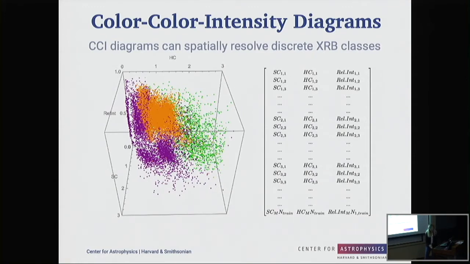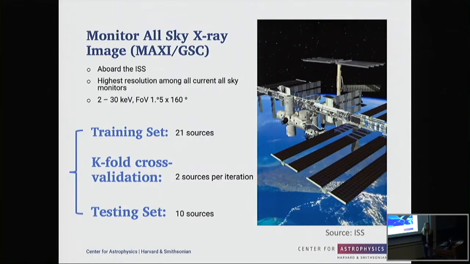So where do we actually get this data from? We're using data from the Monitor of All-sky X-ray Image, MAXI, which is aboard the International Space Station and has been in operation since 2009. In this way, it was one of the first astronomical missions to be aboard the International Space Station. Currently, it has the highest resolution among all current X-ray all-sky monitors and operates in the energy range from 2 to 30 kiloelectron volts. From MAXI, we took 21 different sources that have well-established classifications that we already know, and that was our training set.